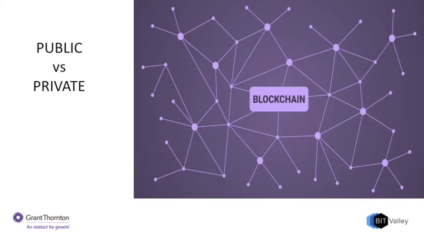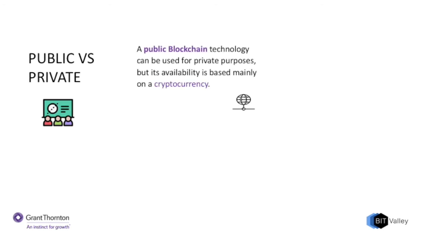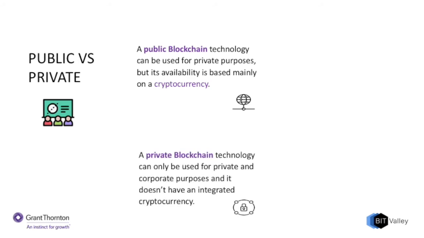First, we need to know that there are two different types of blockchain: private and public blockchain. A public blockchain technology can be used for private purposes, but its availability is based mainly on a cryptocurrency. It has four main characteristics: scalability, a large number of nodes and transactions; popularity, to attract miners to secure the chain; programmability, for flexible applications; and security, against attacks.